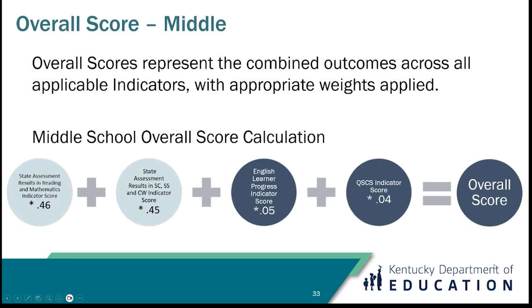For the middle school calculation, just like the elementary, you will use the weighted indicator scores for reading and mathematics, science, social studies, and combined writing, EL progress, and quality of school climate and safety survey to determine the overall score.